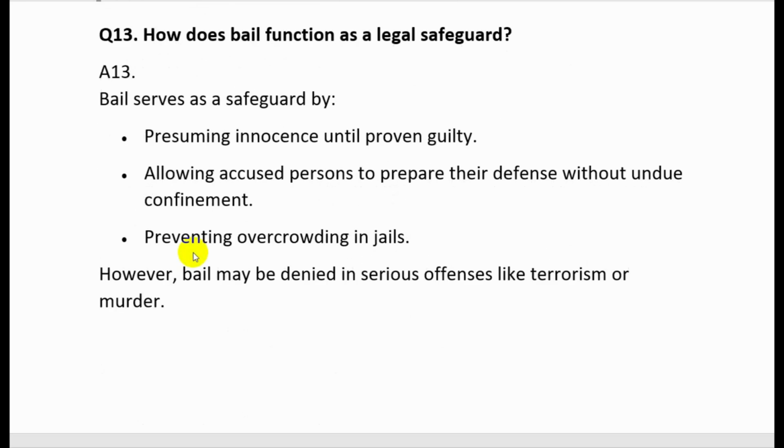Next, how does bail function as a legal safeguard? Bail serves as a safeguard by presuming innocence until proven guilty. This is important, allowing accused persons to prepare their defense without undue confinement and preventing overcrowding in jails. However, bail may be denied in serious offenses like terrorism or murder.